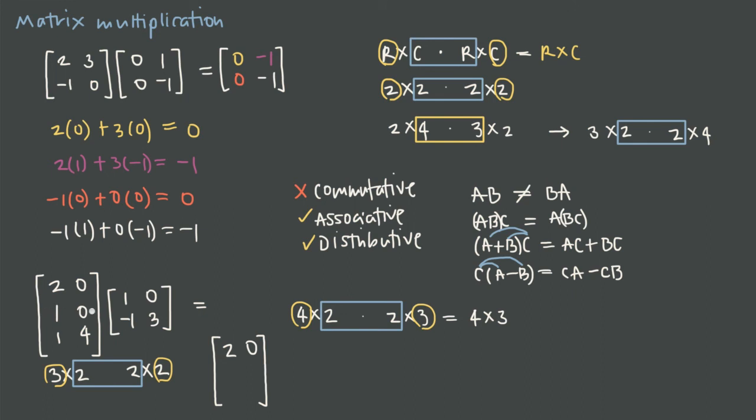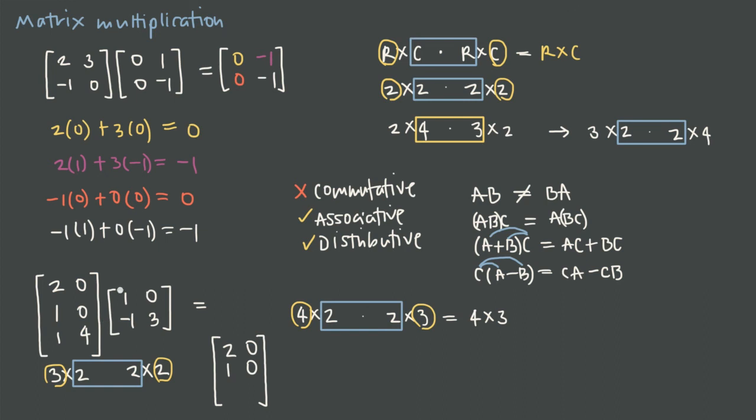Then we go to the second row of the first matrix and multiply it by the first column. So we have 1, 0 times 1, -1. 1 times 1 is 1, and 0 times -1 is 0. So 1 plus 0 gives us 1. And then the second row, 1, 0, times the second column, 0, 3. So 1 times 0 is 0, and 0 times 3 is 0, so 0 plus 0 is 0.